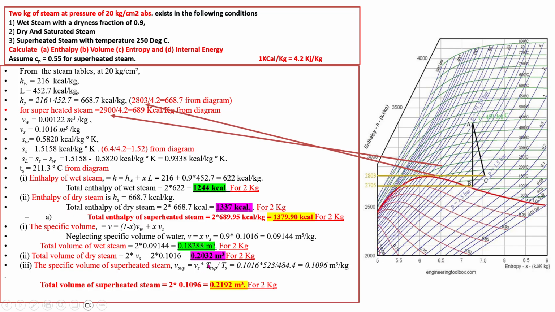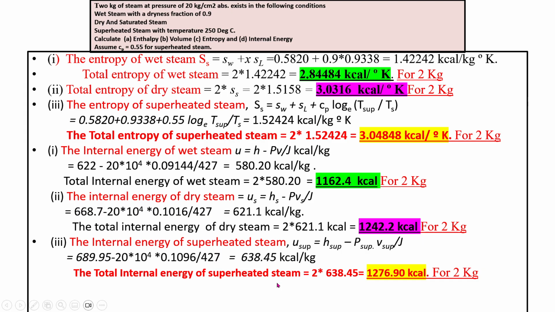That will be 0.2032. And specific volume of superheated steam, the formula we know, Vs equals V saturation into T superheated by saturation temperature, that is 0.1016 into 523 divided by 484, that is equal to 0.1096 meter cube per kg. So the specific volume of wet steam will be 0.1828, specific volume of dry saturated steam will be 0.2032, specific volume of superheated steam will be 0.2192.